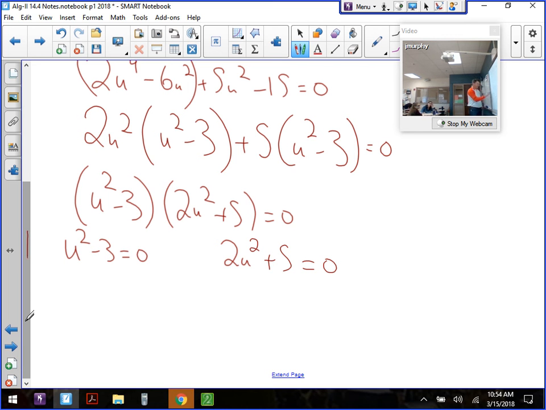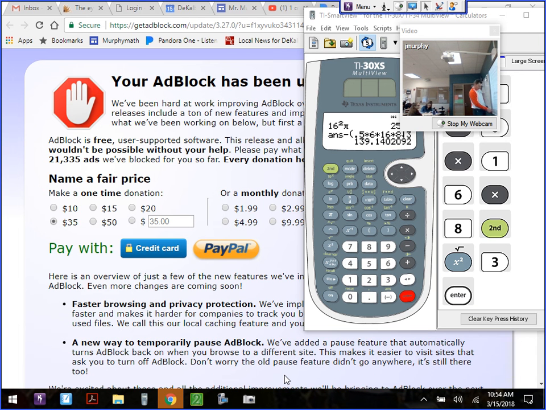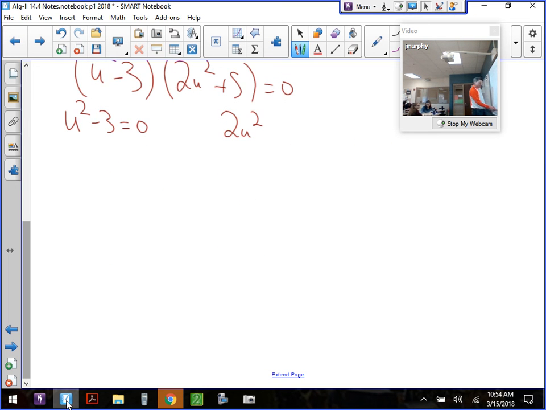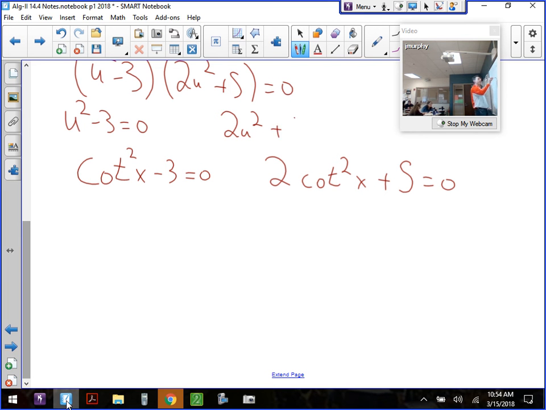That's weird. What did u stand for again? Cotangent. So then I just rewrite. Cotangent squared x minus 3 is 0, and 2 cotangent squared x plus 5 is 0. Okay. And now I solve those independently.